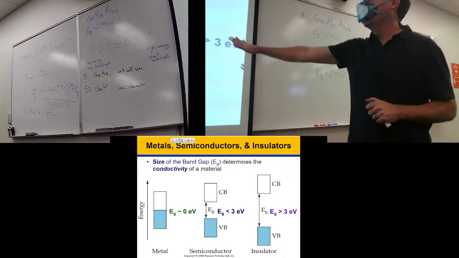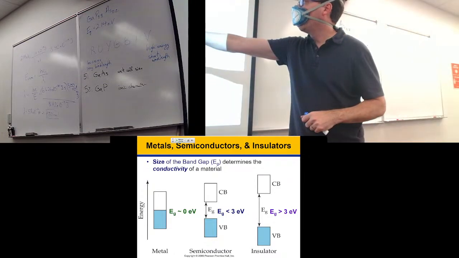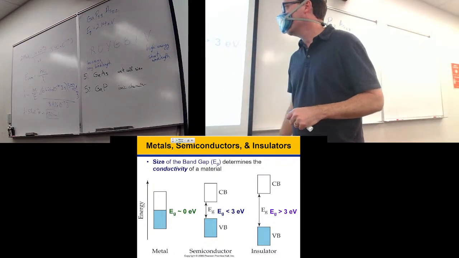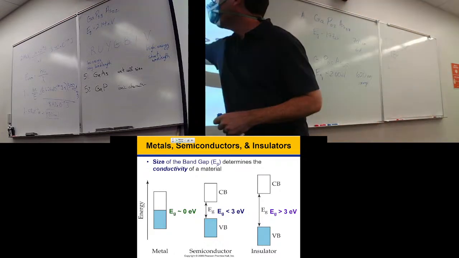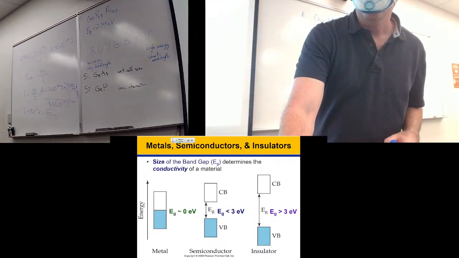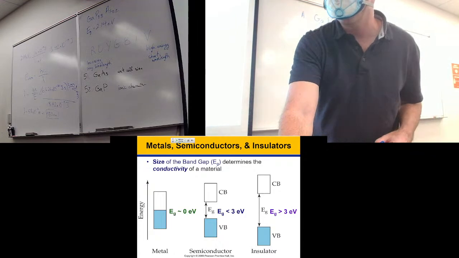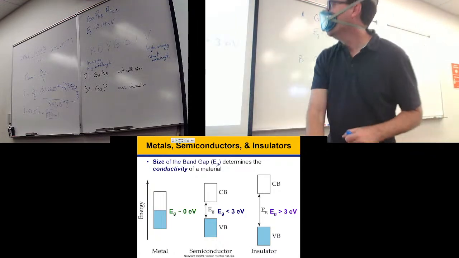All right, so just to review, metals have approximately 0 band gap. It can have a little bit, but hardly anything. Semiconductors have less than 3 electron volts. Anything else above 3 electron volts is an insulator, is not conductive.